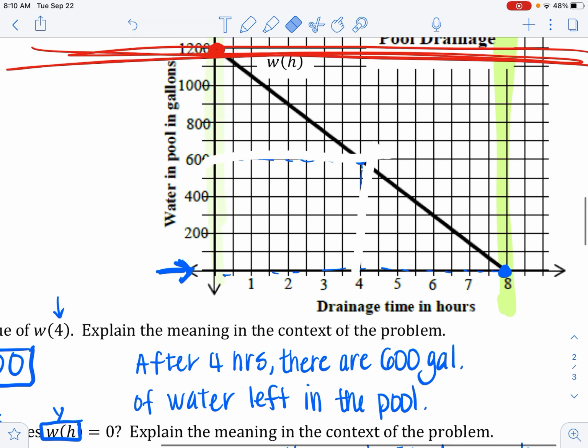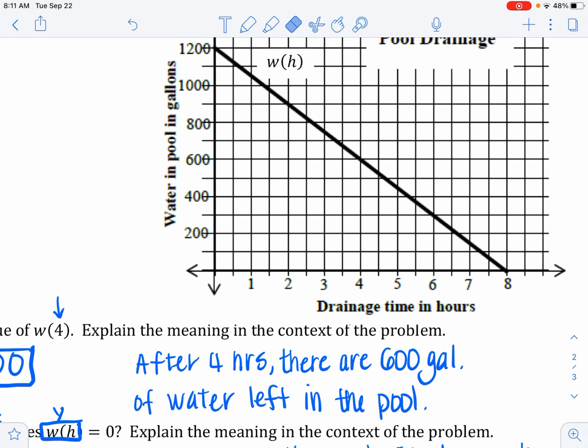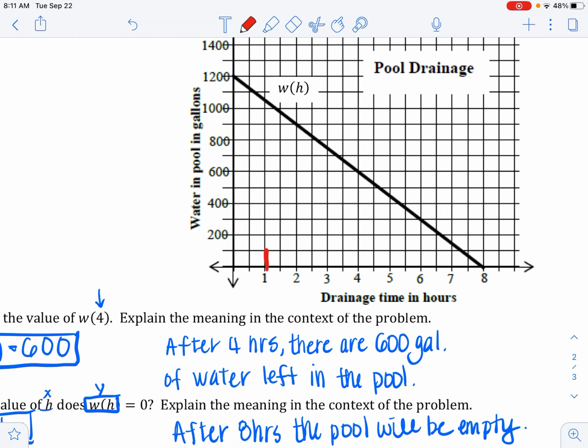Let me get all this other stuff off here. There we go. I look at 1 hour to see how much it has dropped. I look that it was at 1200 and now it's here, which looks like a halfway mark. So it looks like 1050, but I'm not positive. So what I could do is check to see how much it is at 2, which is 900. So after 2 hours, I went from 1200 to 900. So that means, yes, 150.